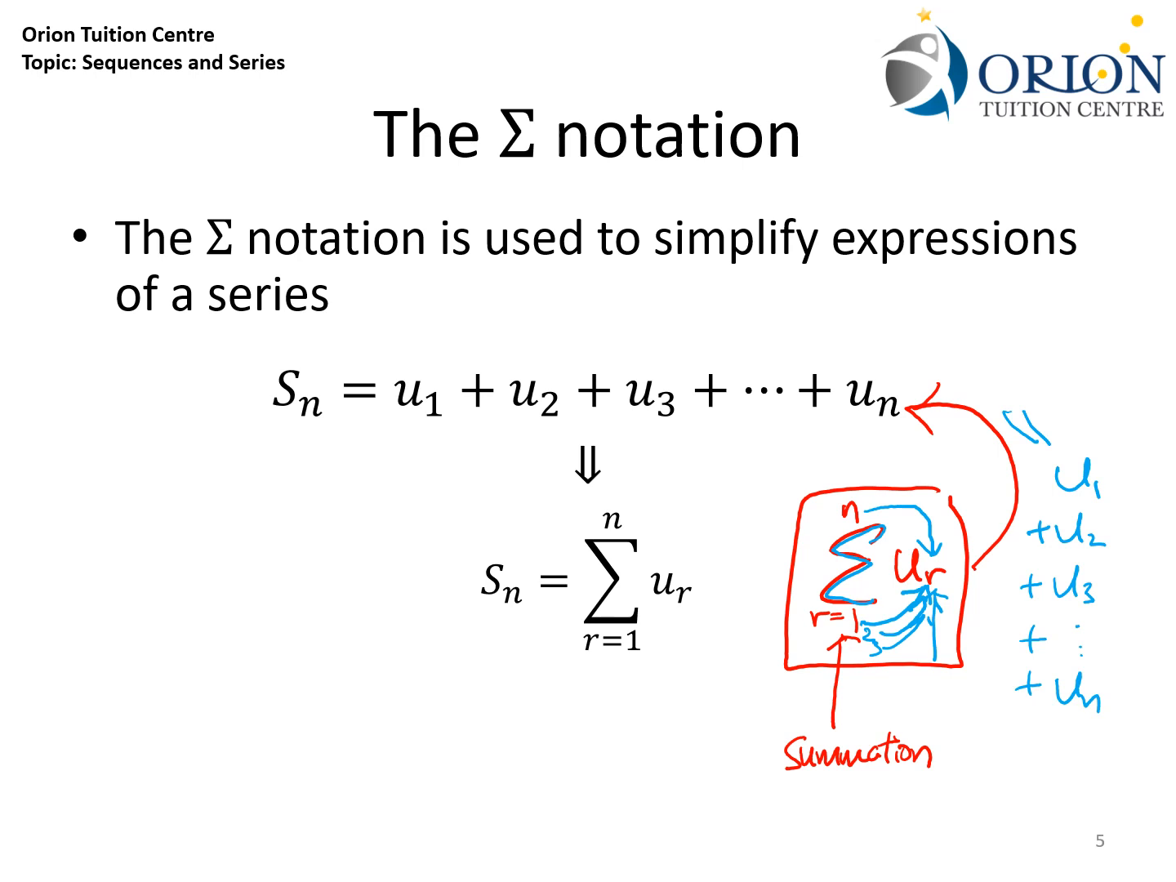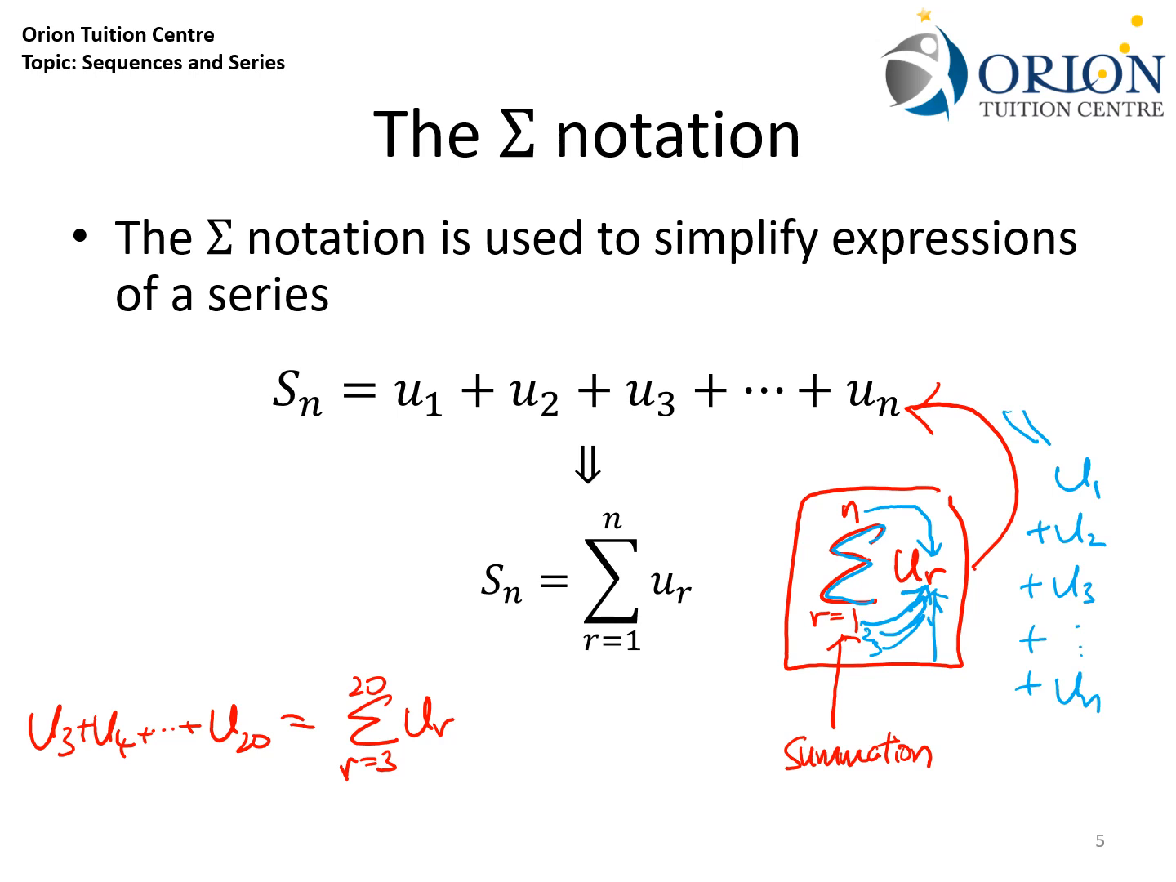Using this notation, there is also more flexibility in defining series that start at other values of n. For example, we can have u3 plus u4 and so on until u20. It will be written as the summation from r equals 3 to 20 of ur. So we are going to sum all ur terms from r equals 3 to r equals 20.